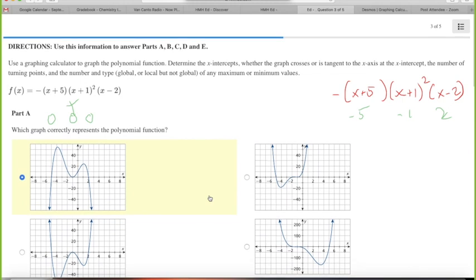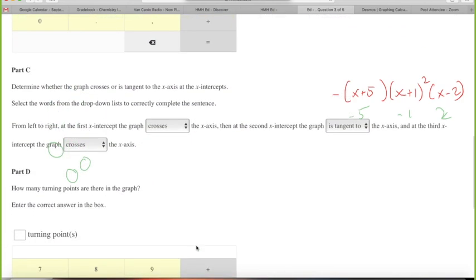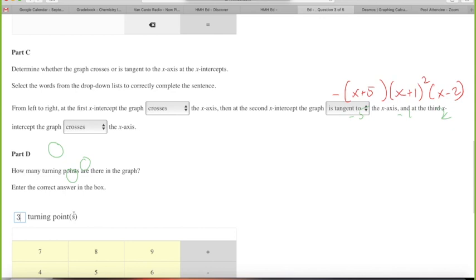How many turning points are there in the graph? So again, when we go from increasing to decreasing or the other way around, we change directions here, here, and here. So what is that? 3. Let's do 3. Here we go. 3.